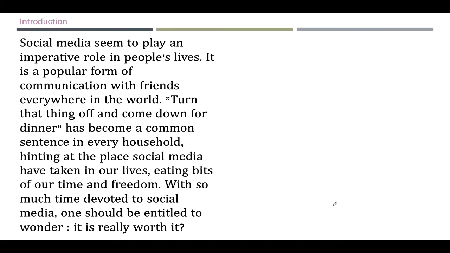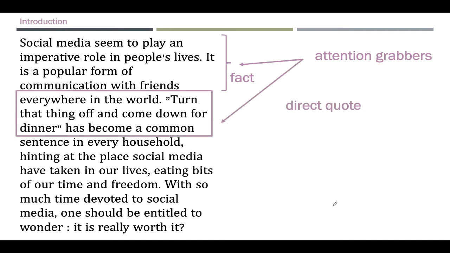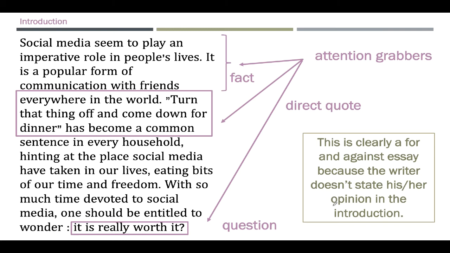Now, what have we got in this introduction? What are the attention getters here? Attention getters or attention grabbers is the same. First of all, we have here a fact: it is a popular form of communication with friends everywhere in the world. We also have a direct quote: "Turn that thing off and come down for dinner." We have a third attention grabber: "Is it really worth it?" We have a question. This is clearly a for and against essay because the writer doesn't state his or her opinion in the introduction. The writer leaves the question open. Let's see if this is really worth it or not.